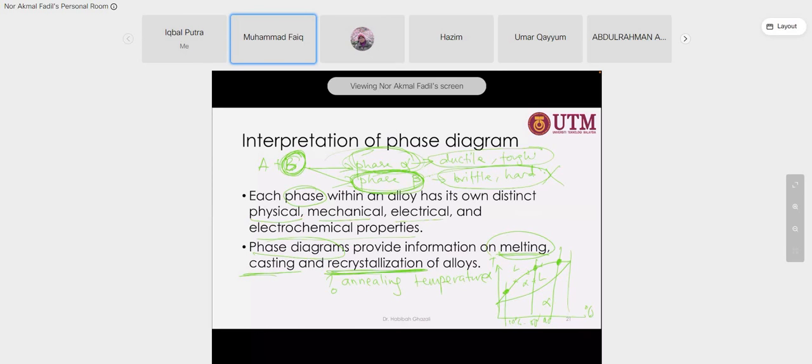Apa dia? 55. I cannot hear you. What is the temperature for annealing? 55. What is 55? 55 degrees Celsius. Where do you get 55? Google. Google search. Okay. What kind of materials is that?